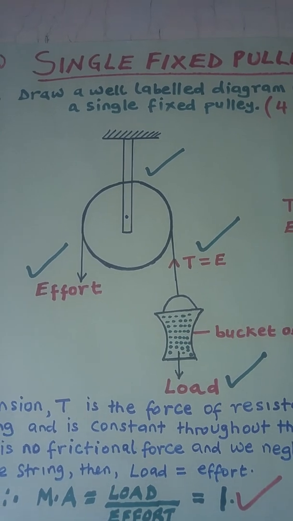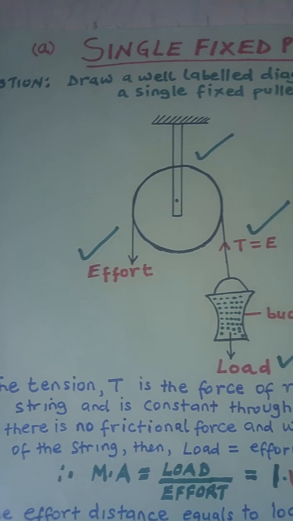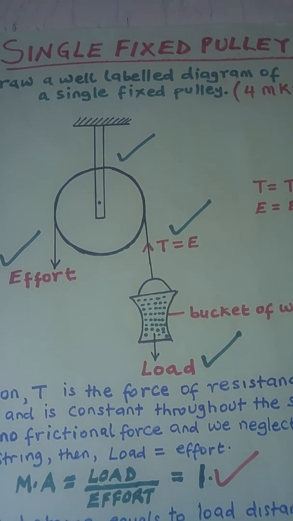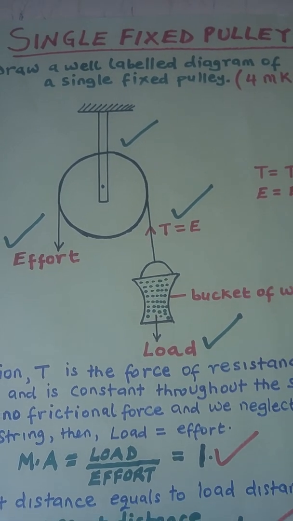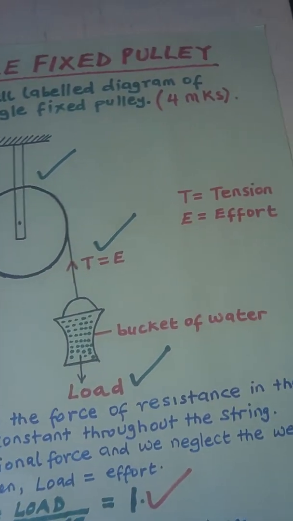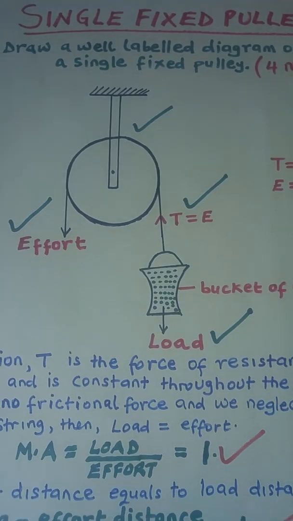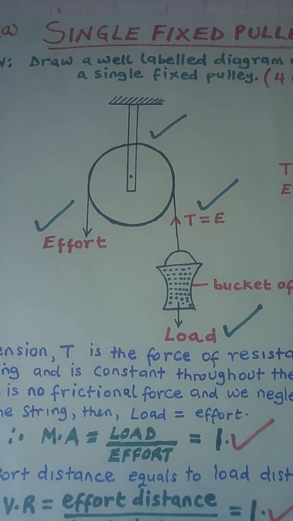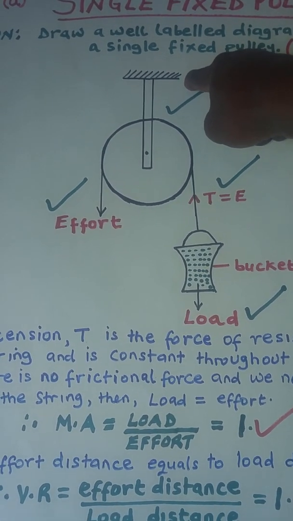Supposing somebody says, draw, that is a question. Draw a well-labeled diagram of a single fixed pulley. From the word single, it means the pulley must be one. And then it must be fixed, so there should be a support. And in this question, there are 4 marks, you see? So this pulley and the one we have just talked about is actually the same. So a single fixed pulley has one pulley. It is fixed here. It has a support.